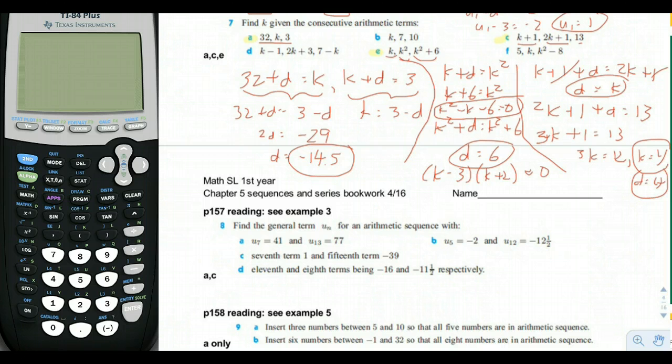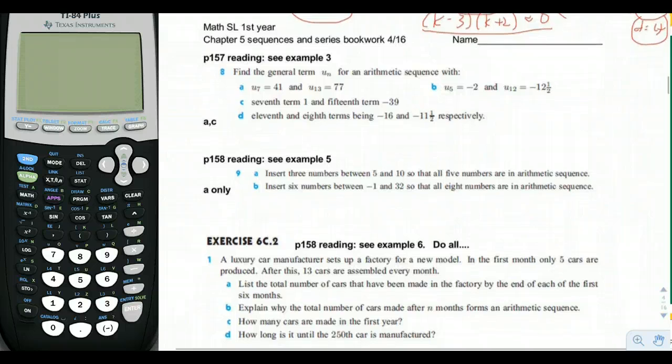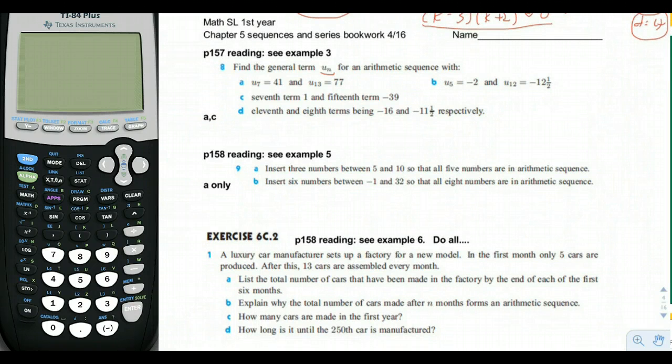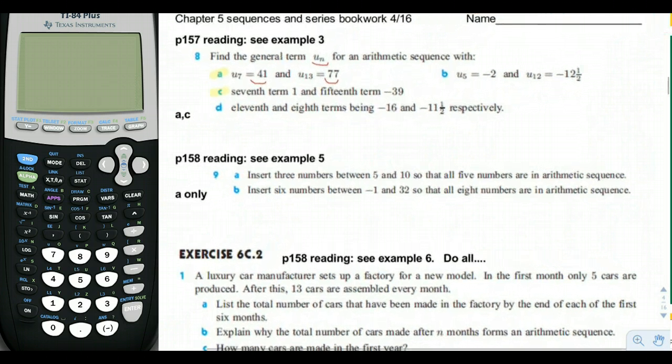Okay. Page 157 reading, please see example 3. Now find the general term u_n for an arithmetic sequence with, and they give us a couple different things to look at. We're just going to do A and C. So find the general term if u7 equals 41 and u13 equals 77. The trick here is to use these two terms to figure out what d is and what u1 is, and once you figure that out, the rest is easy. It looks kind of difficult, but actually we just use the formula we always use here.